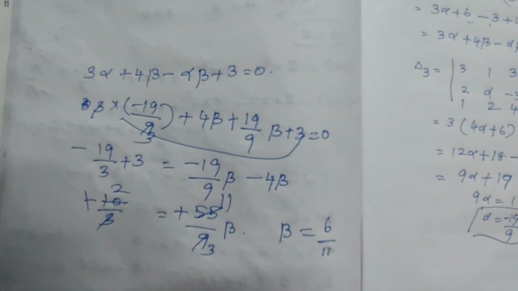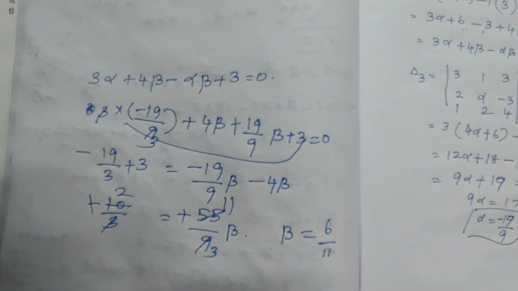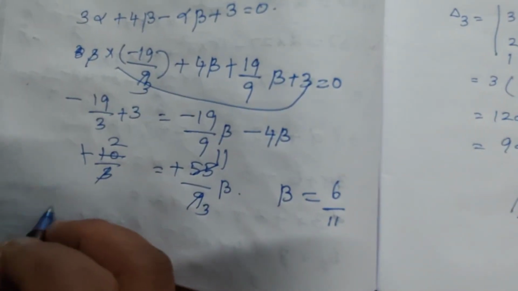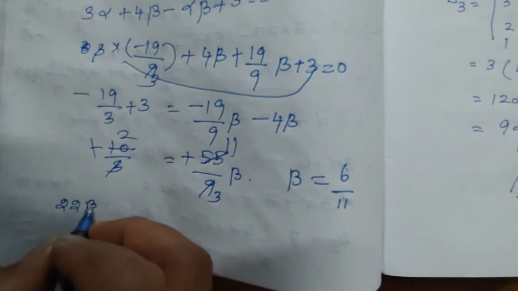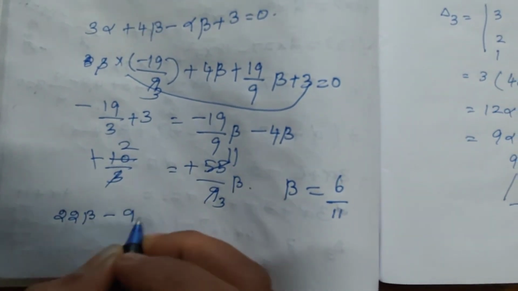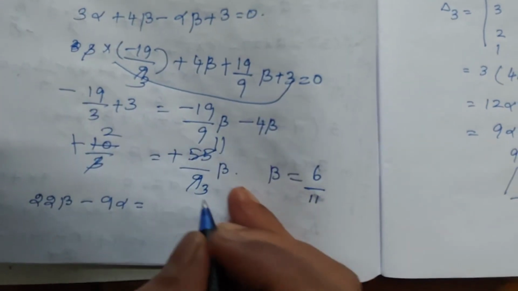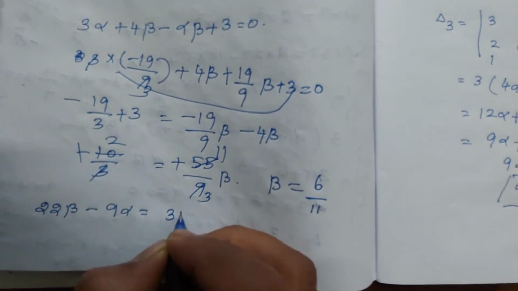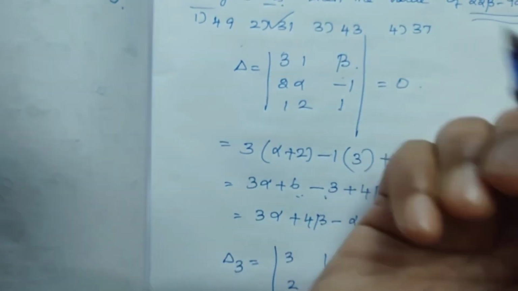But what is asked to find is 22β − 9α. So you have to substitute the values. What you get is 31. So here 31 is the correct answer for this one.